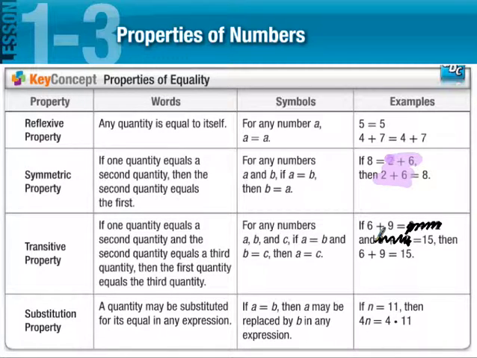And substitution property. A quantity may be substituted for its equal in any expression. So, for example, if n equals 11, then 4n equals 4 times 11. So you are substituting in a value.